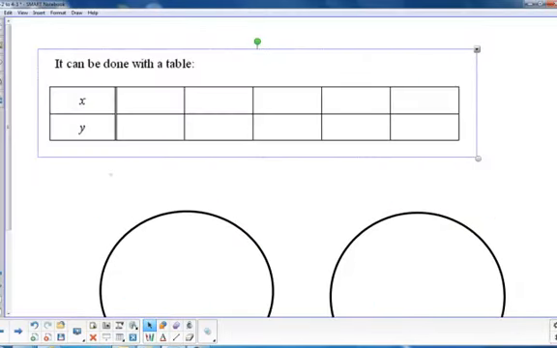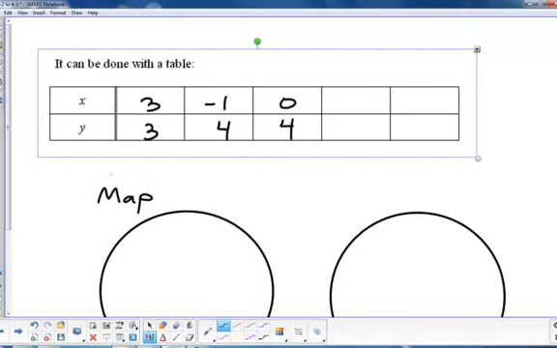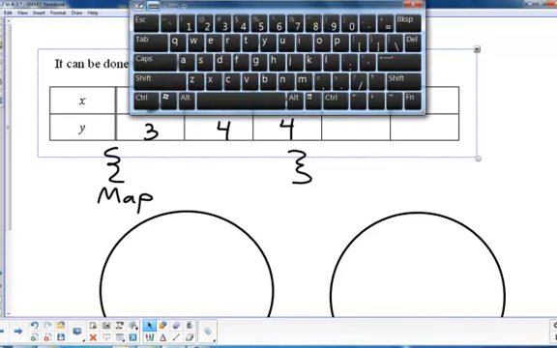All right, if you take the exact same 3 numbers that we just used, 3 would give us 3, negative 1 would give us 4, and 0 would give us 4. So we've got our table, we've got our map, we had our list, our solution set of numbers. So these are all just different ways to write relations, to write ordered pairs, to write sets of numbers, and a graph also.